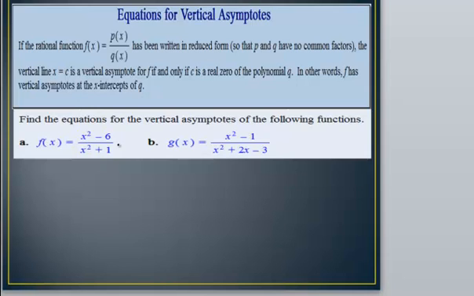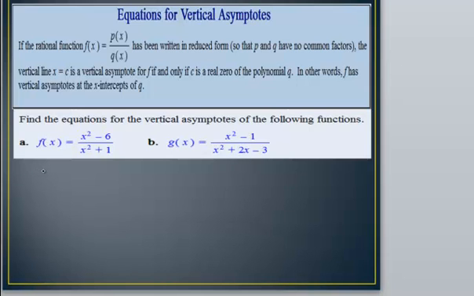Okay, what that means is you need to completely factor your numerator and your denominator, reduce your rational function, and after you do that, whatever makes the denominator zero, that's where you're going to have vertical asymptotes. So let's look at the first one.